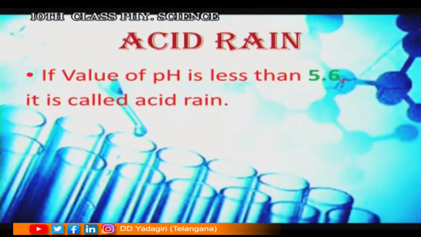Acid rain: if the value of pH is less than 5.6, it is called acid rain. If the pH value lies between 0 to 6, it is an acid. If the pH value is less than 5.6, then it will be a strong or a moderate acid, and what we get is acid rain. That implies when we test the pH value of rain, if it is less than 5.6, it implies it is acid rain.